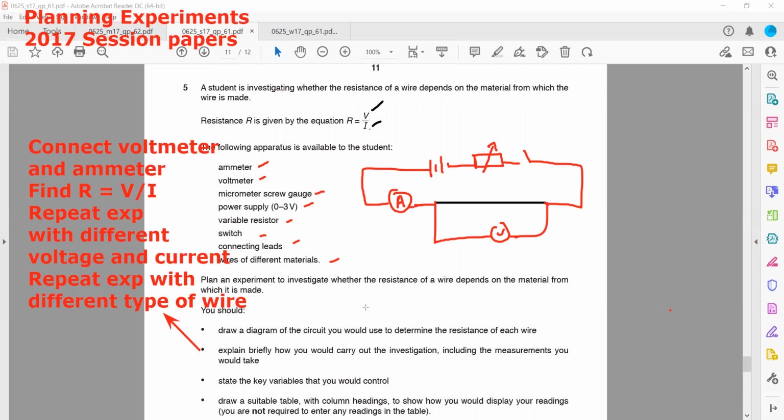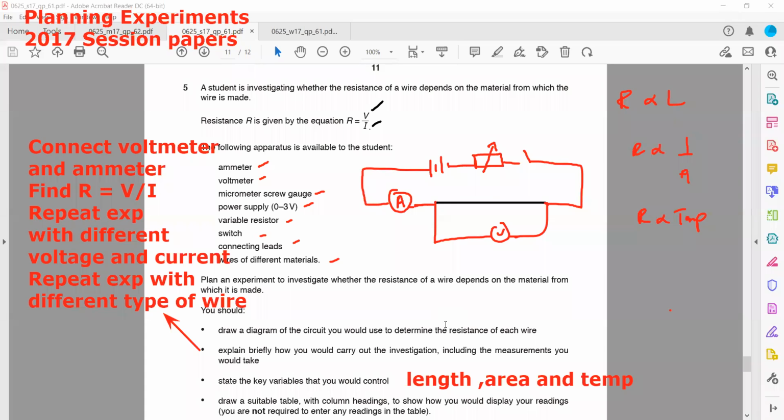State the key variables that you would control. We know resistance depends on the length, resistance depends on the cross-sectional area, and resistance depends on the temperature as well. We are only investigating how the type of material can affect the resistance. So all the other factors must be kept constant. We should take equal length of all the wires, the same area of cross section of the wire, and the same temperature. These factors must be constant. If these factors change, the resistance of a wire will also change.